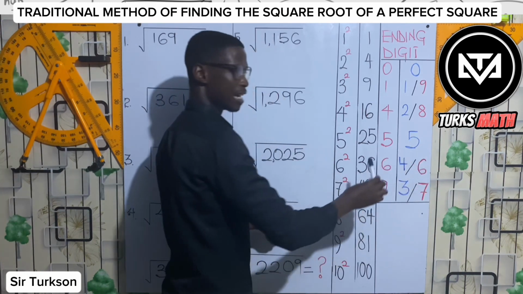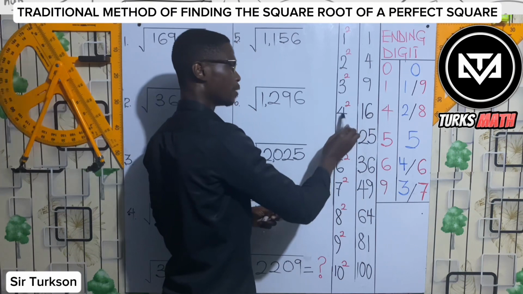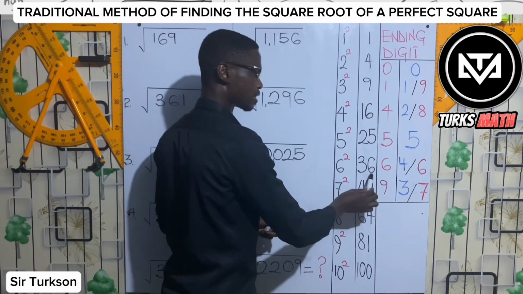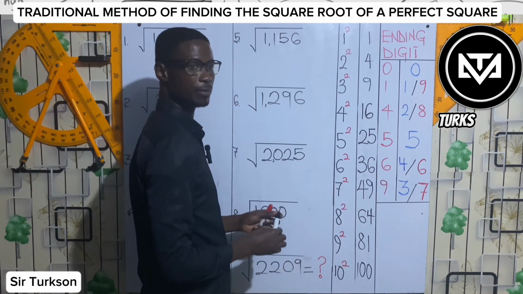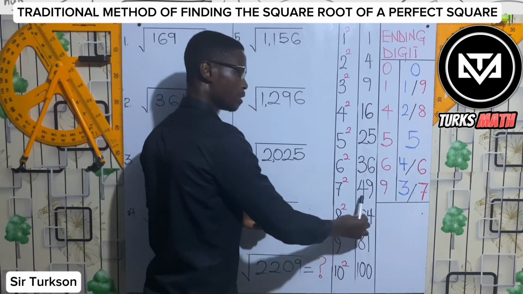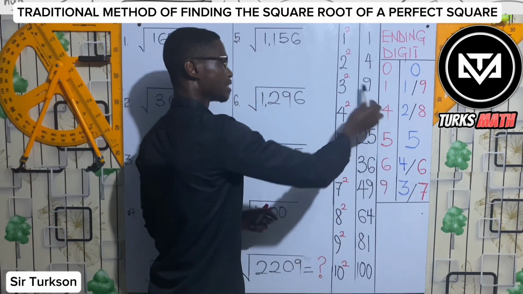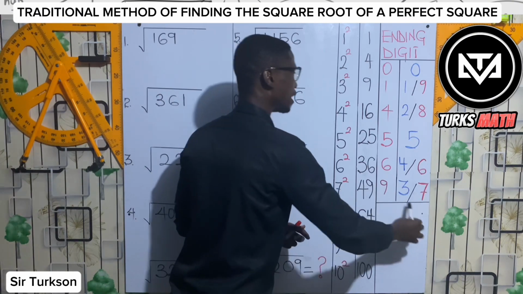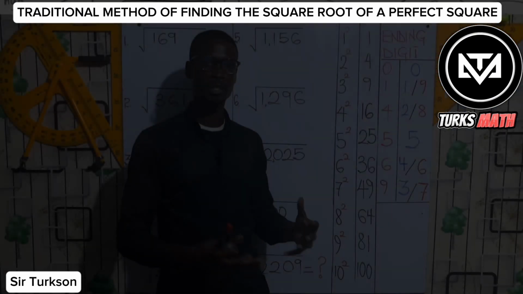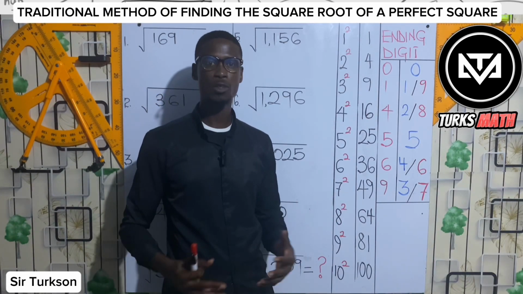When it comes to 6, 4 and 6 have their ending digit to be 6. 4 square will give us 16. 6 square will give us 36. So we have their ending digit to be 6. 3 and 7 have their ending digit to be 9. 3 square will give us 9 and 7 square will give us 49. This is what is going to help us to find the square root of a perfect square.